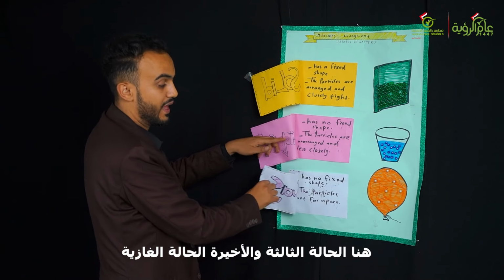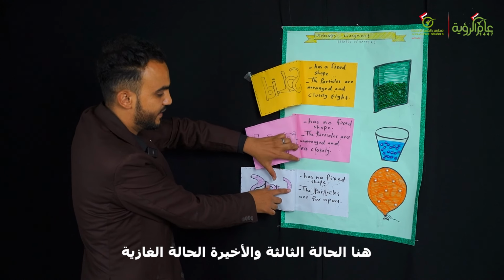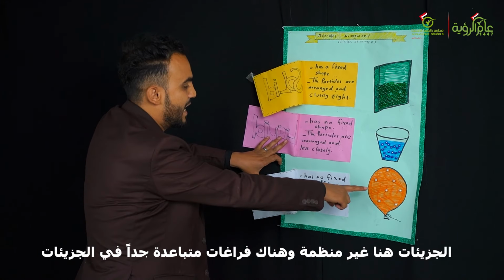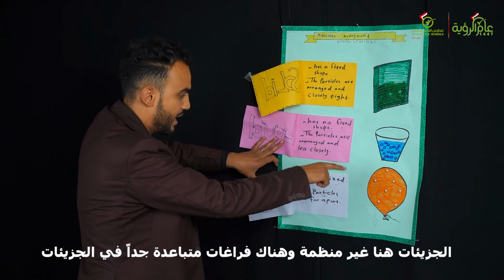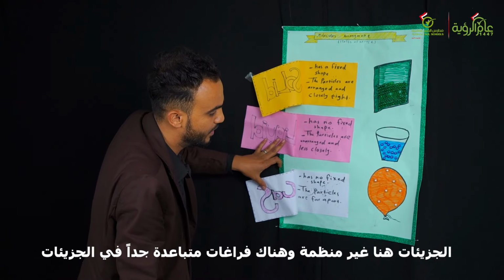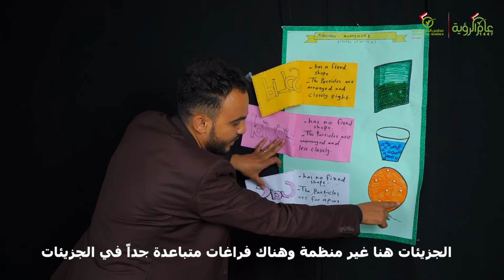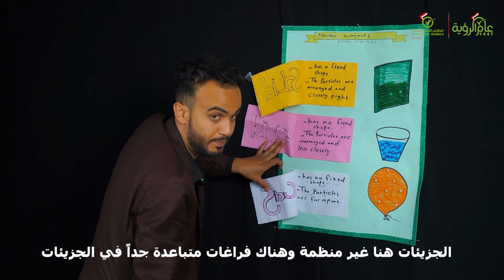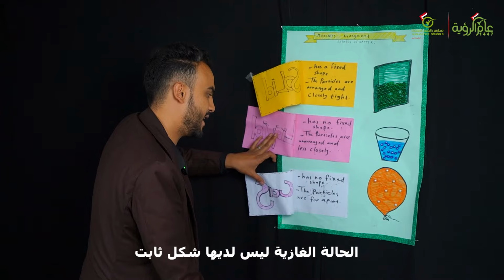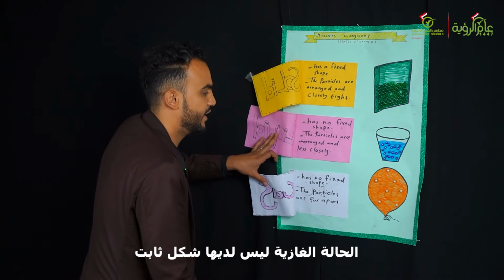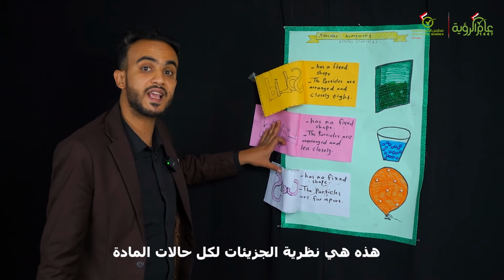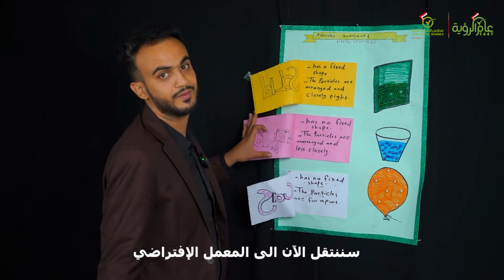Here, the third and last state, the gas state. As you see in the balloon, the particles are far apart. There is a very large space between the particles, as you see here in the balloon. As I told you before, the gas state has no fixed shape. This is the molecules arrangement for the three states of matter.